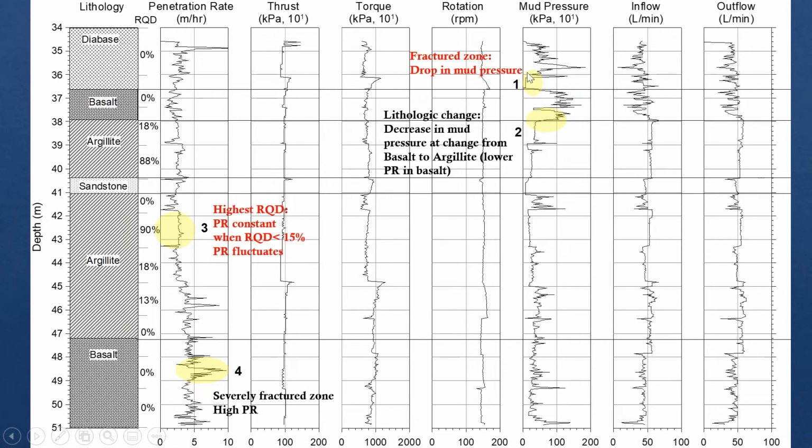You have a fracture zone where there's a really significant drop in mud pressure. So that's a fracture zone. Here you have a change going from basalt to argillite, so you're looking at the changes. In here you have a very high RQD, and you can see that the penetration rate is fairly constant. And in here you have a severely fractured zone, so you have a very high penetration rate.